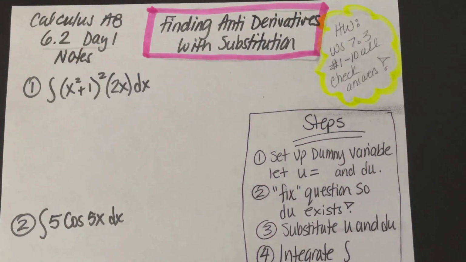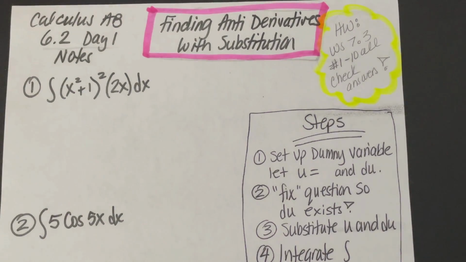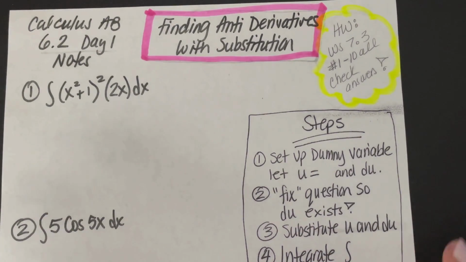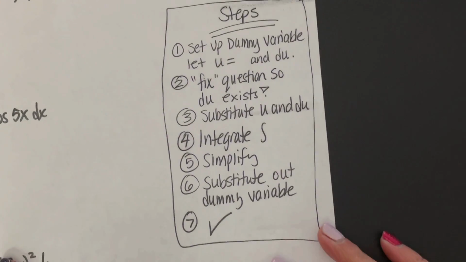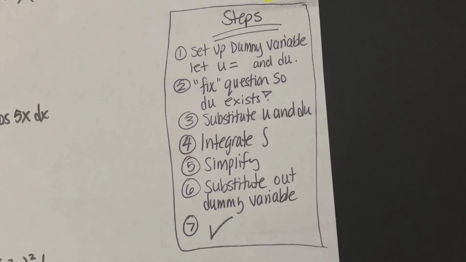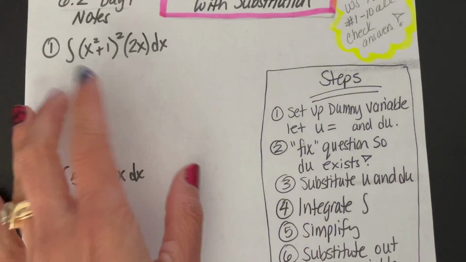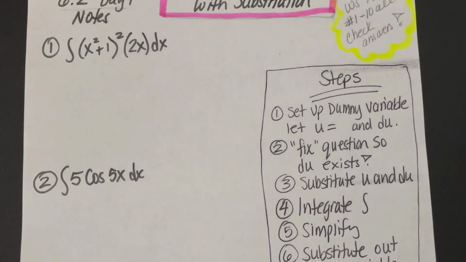Your homework assignment is off of a worksheet, which I'll show you at the end of this lesson. It'll be attached under the homework assignment, numbers 1 through 10, all, and you need to check your answers. I'm going to model how to do that with some of these examples, at least the ones on this first page. We have a list of steps to use here, and I'm not going to go over these until we get to a problem.